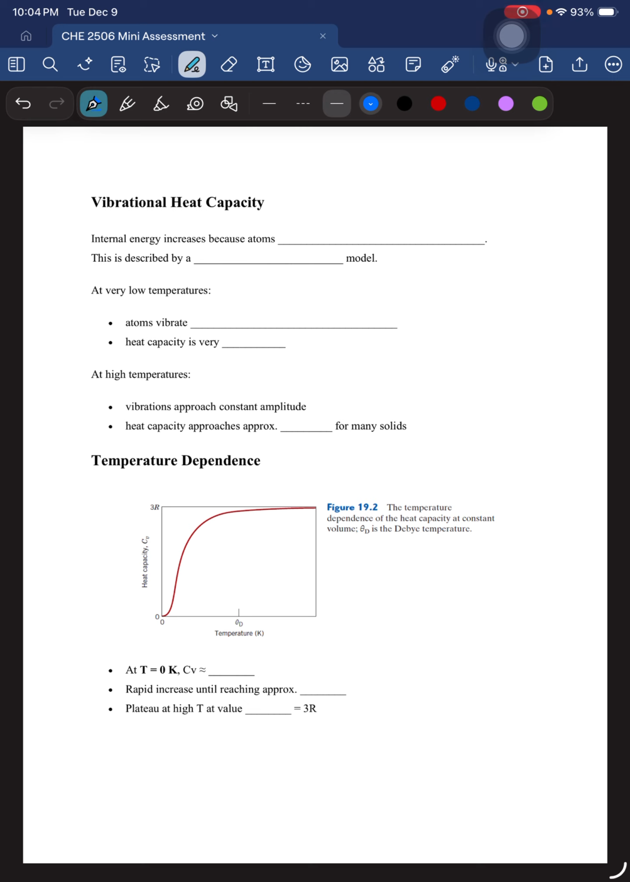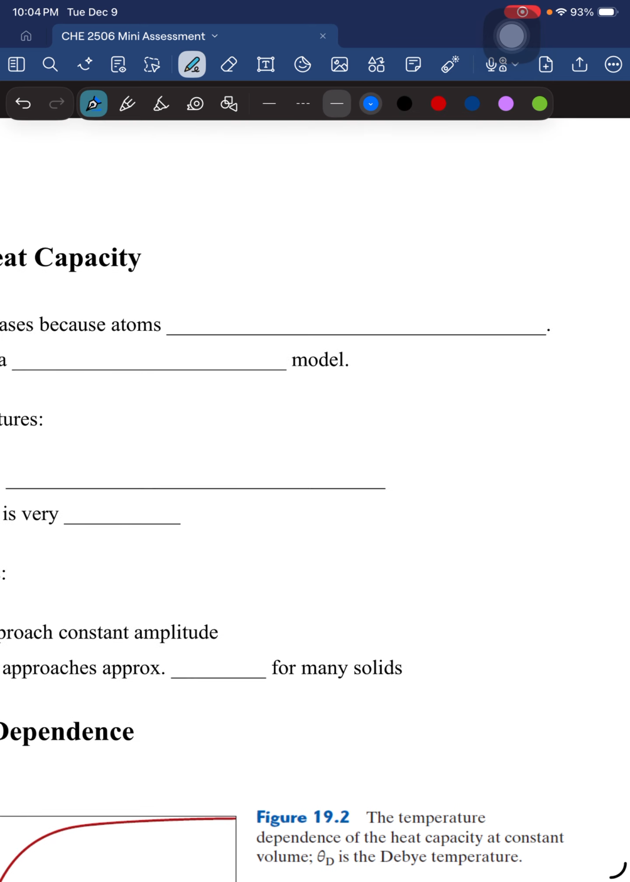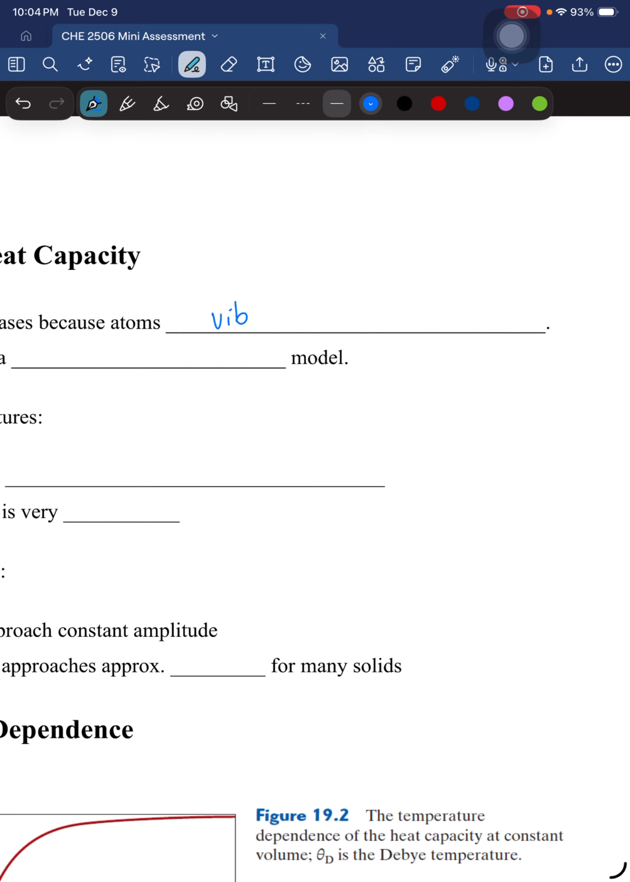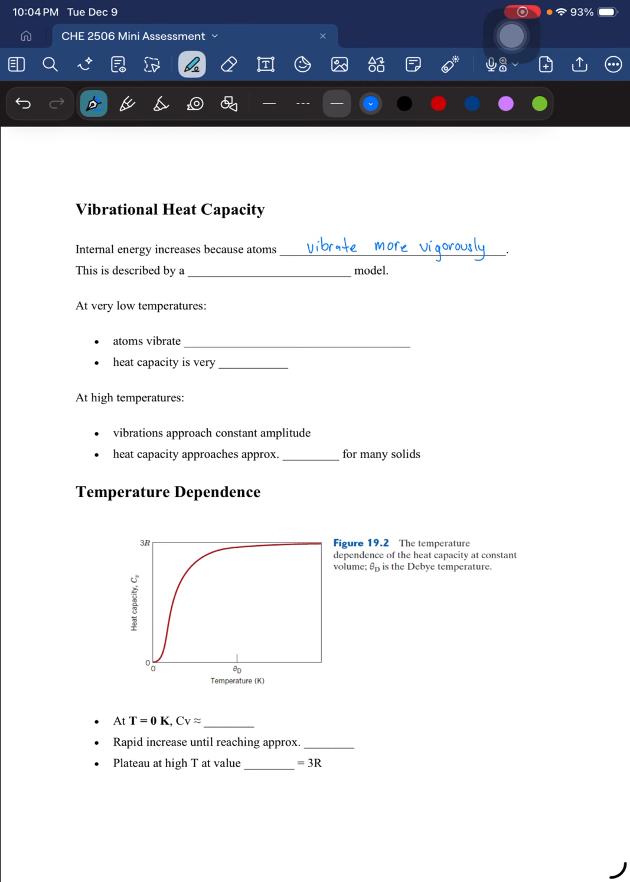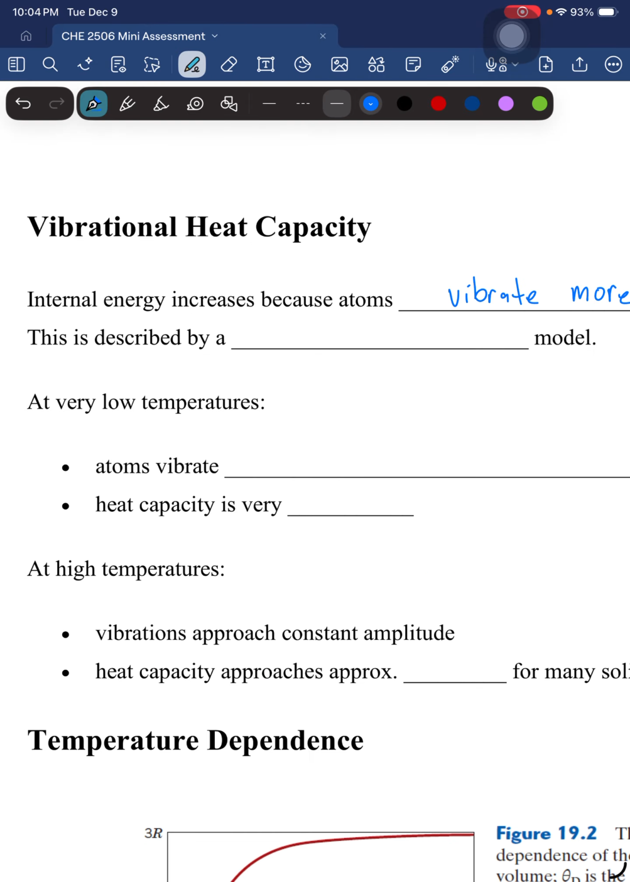So, next up, we have vibrational heat capacity. Internal energy increases because atoms vibrate more vigorously. And it is also described by a lattice vibration, the phonon model.